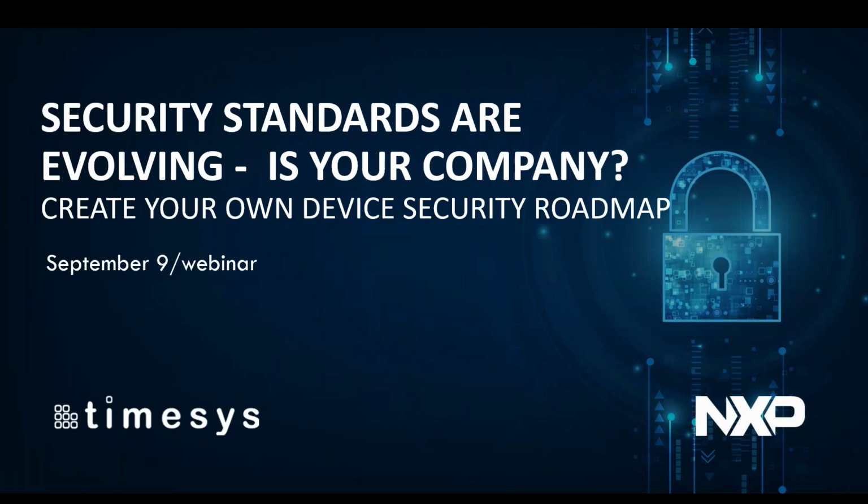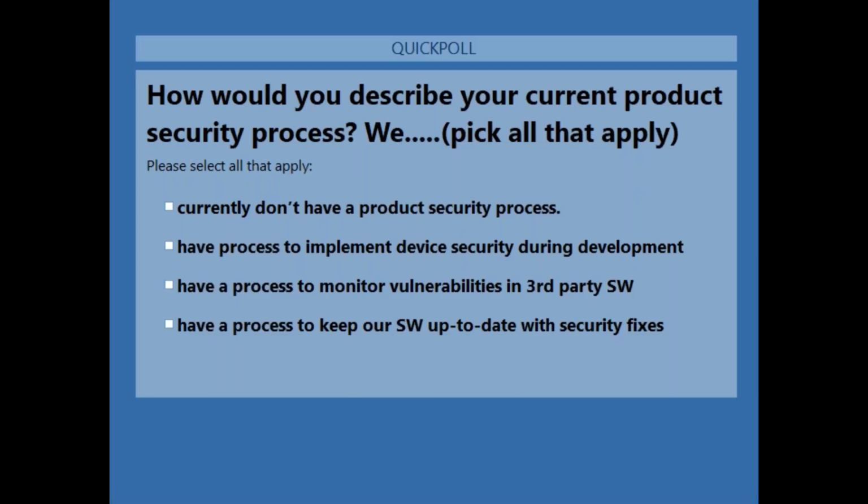All right, I'm closing that one out. And the next question, how would you describe your current security process? Pick all that apply. Number 1, we don't have a product security process currently. Number 2, we currently have a process for implementing device security during development. Number 3, we currently have a process for monitoring vulnerabilities in the third-party software used in our product. Number 4, we currently have a process for keeping our software up to date with security fixes.